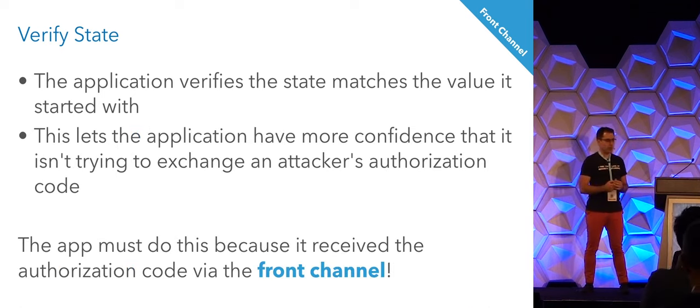So self-encoded tokens have a couple of really important properties as well. They don't need to be stored anywhere because everything about the token that you care about lives inside the token string. It means that you have better separation of concerns. So your APIs no longer need shared state with your authorization servers. It also means your APIs can validate tokens without calling back to the OAuth server that generated them because they're self-encoded and they say whether or not they're valid right there.